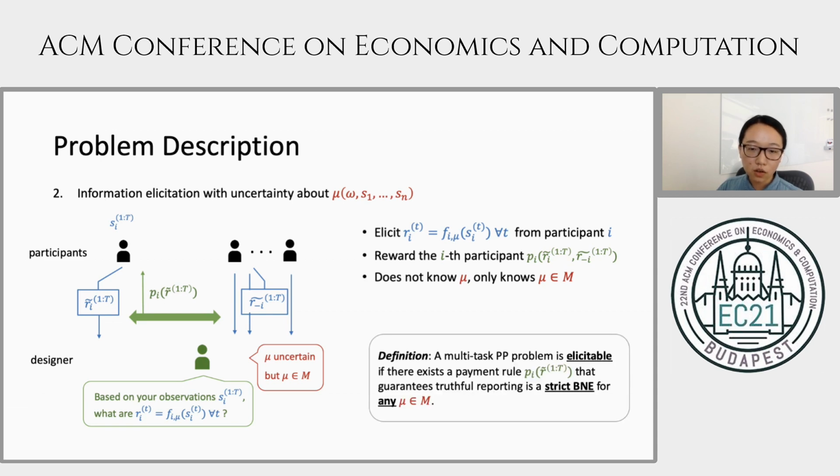So the designer's goal is to have a strictly truthful payment rule for any possible underlying distribution. We say that a multitask peer prediction problem is elicitable if there exists a payment rule that guarantees truthful reporting is a strict Bayesian-Nash equilibrium for any underlying distribution in set M.